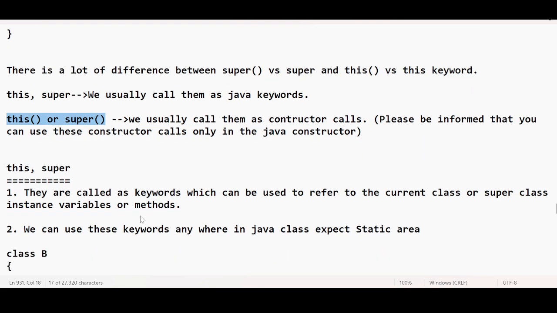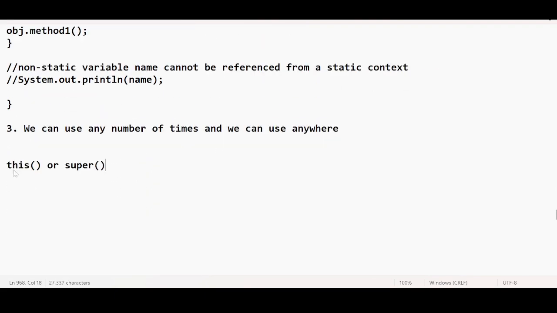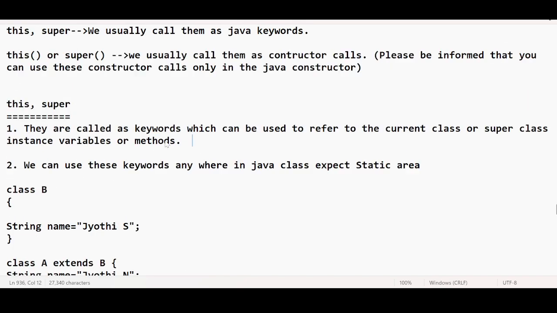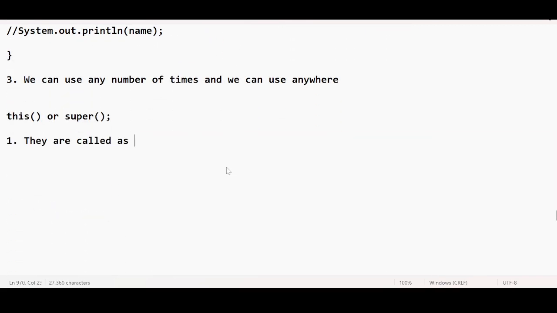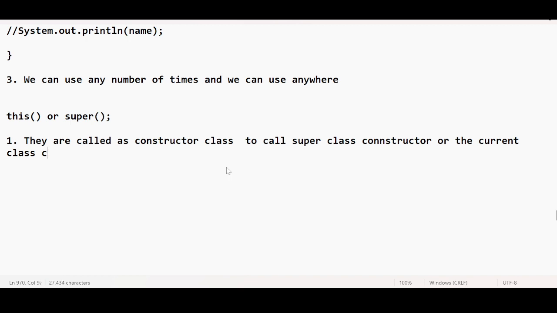Next, the three things that we need to understand about the this constructor call and the super constructor call. Same explanation, but a little opposite. These are the constructor calls, to call the superclass constructor or the parent class constructor. First line.